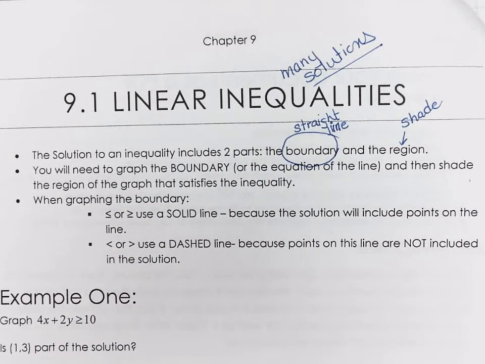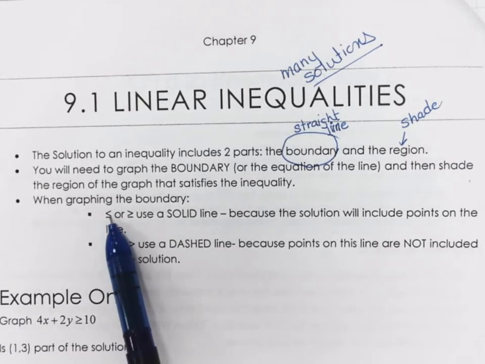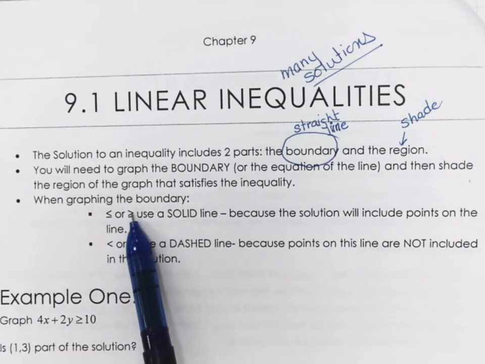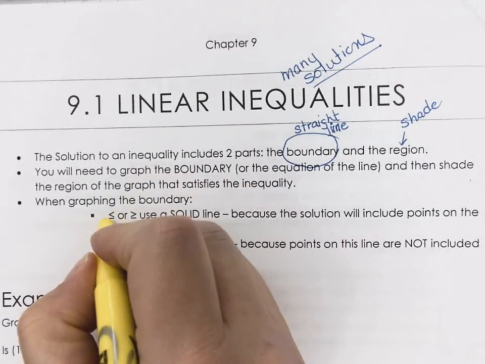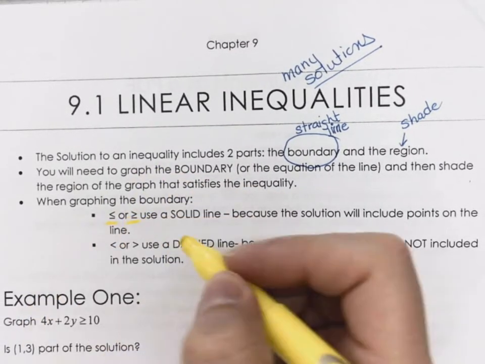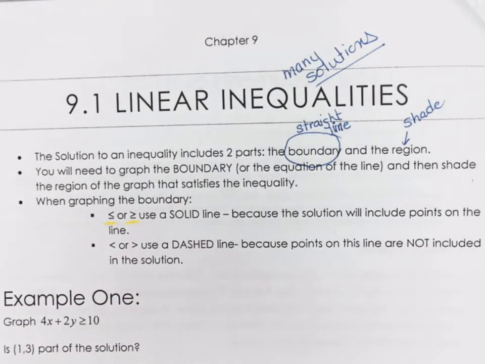Okay, so when graphing a boundary, here's the thing. If it uses the less than or equal to or the greater than or equal to, the key here being the equal to sign, that's the key on these ones, it's the equal to sign, you use a solid line because any point on the line is part of the solution.